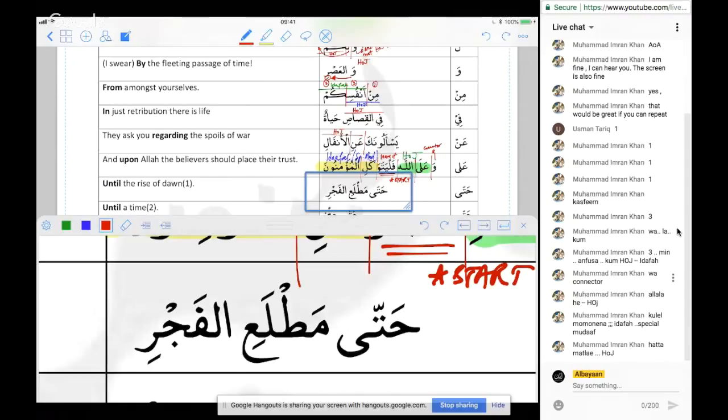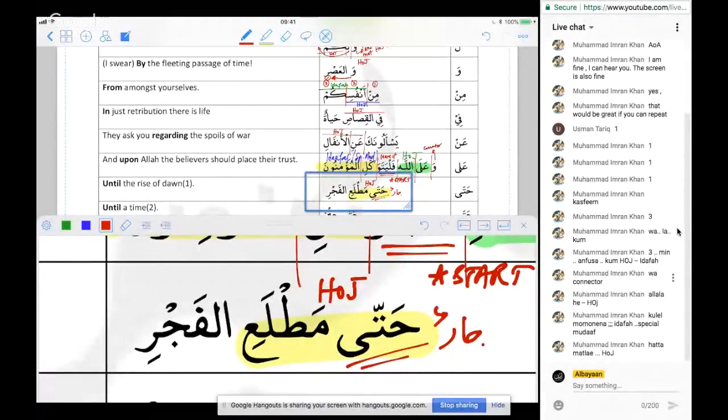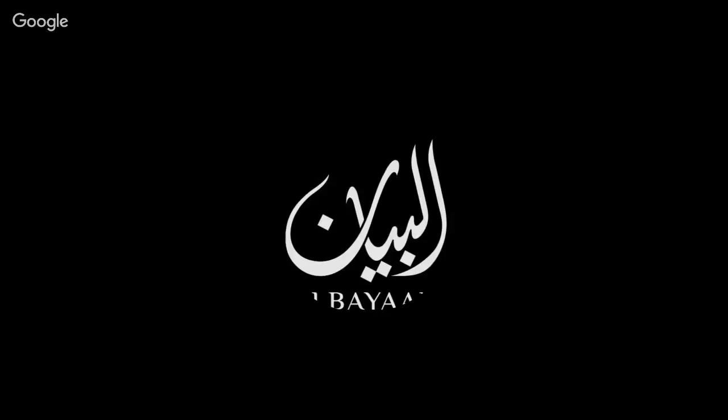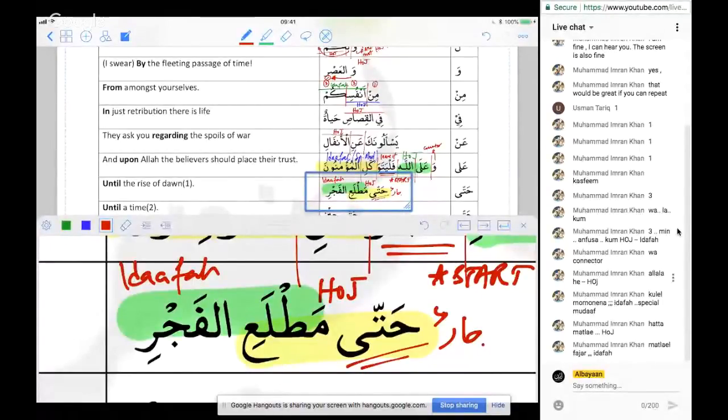Excellent. Very good, Imran. So hatta matla'i, hatta is jarun. Very good. Matla'il fajr is an idafa. As soon as you find matla'i, you see an ism which is majroor, yes, but it's also light. It doesn't have an al. And if it is followed by a jar, then it's an idafa. So there's a chain going on here.